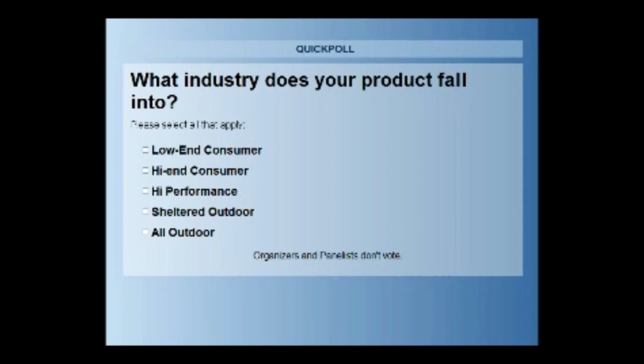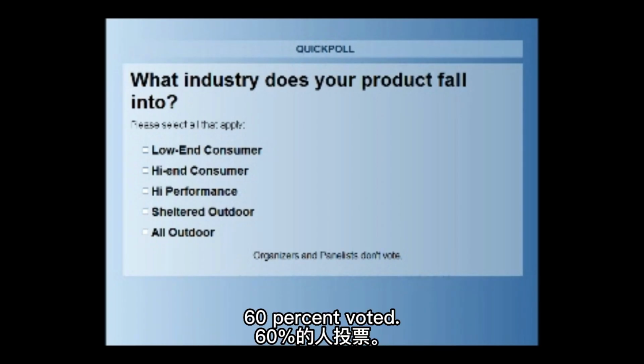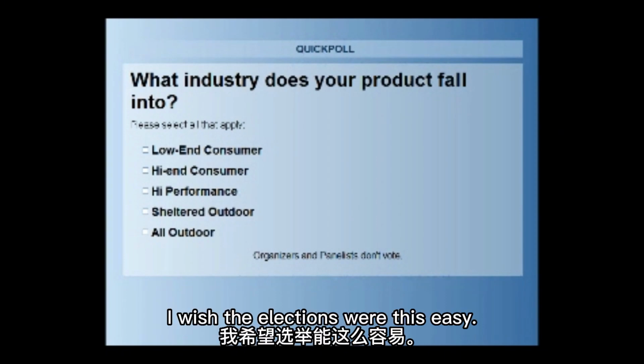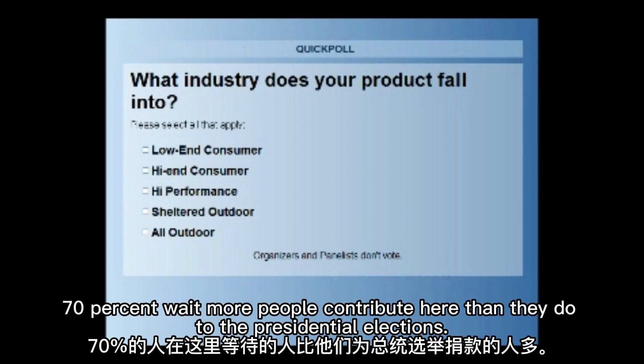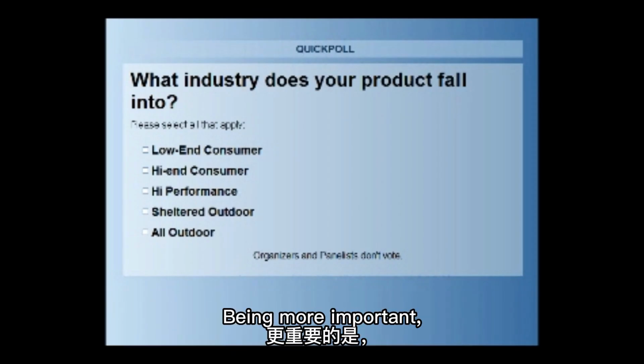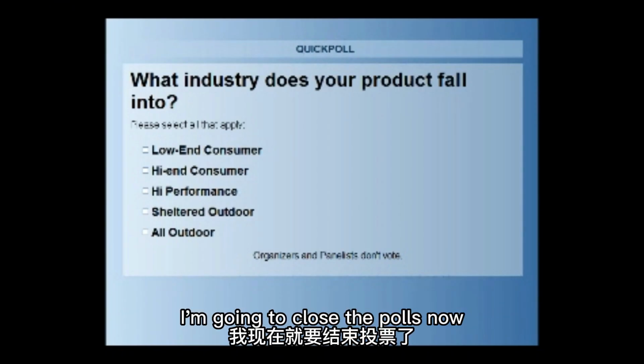30% have voted. About 50% voted so far. 60% voted. But I wish the elections were this easy, this fast. We're almost done here. 70%. Boy, more people contribute here than they do to the presidential elections. This must be important, because this topic is more important. That's right. Okay, good. All right, about 80% of the people have polled in. I'm going to close the polls now.